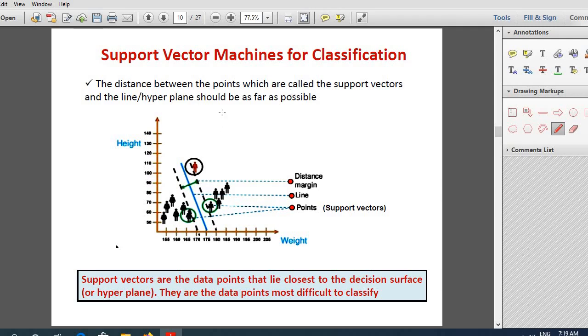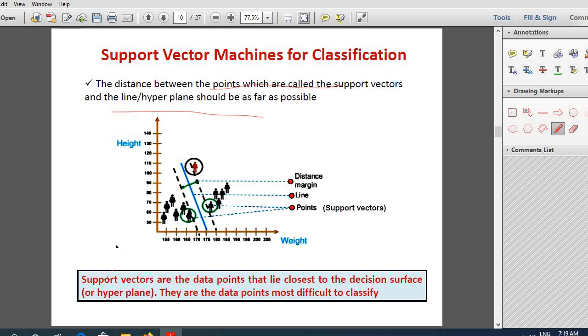Now an explanation of that is shown again. Look here. The distance between the points which are called support vectors and the line should be as far as possible. That is, the distance of this female support vector from our chosen line and male support vector from the chosen line should be the maximum. They should be as far as possible.